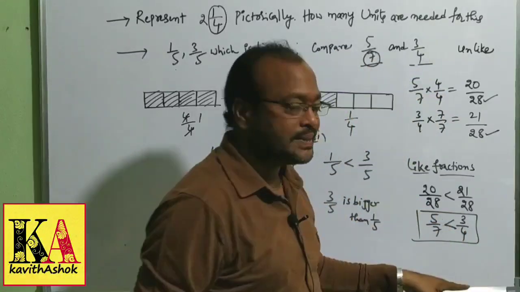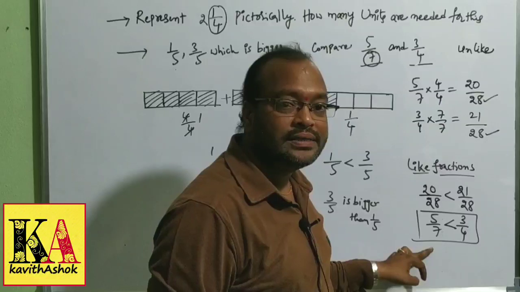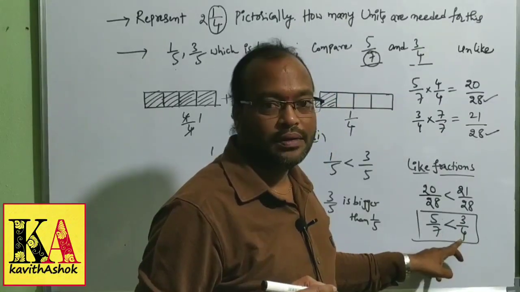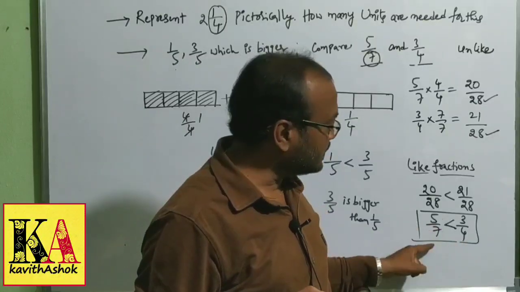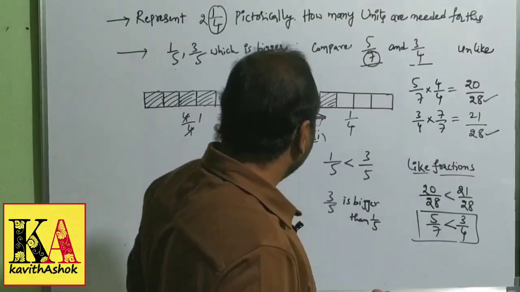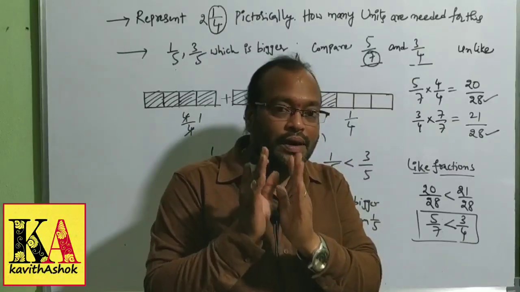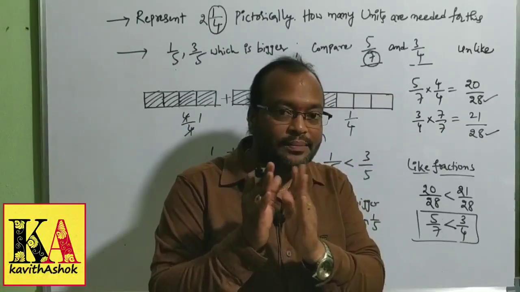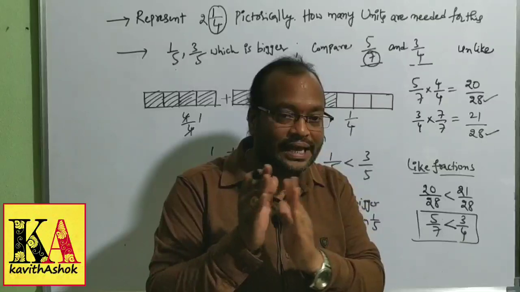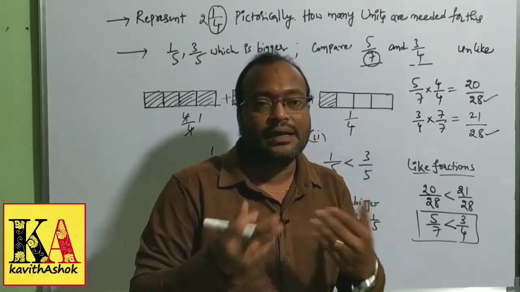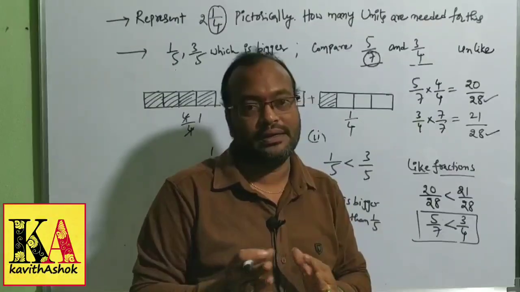So here 3 by 4 is bigger and 5 by 7 is a smaller value, less than the 3 by 4 value. So this is less than this one. Like this we can compare. Whenever comparison is there, comparison is possible only between like fractions. If it is a like fraction, it is easy for us. That's why first we will convert into like fractions, then it is easy for us to compare. Is it clear now? Right.